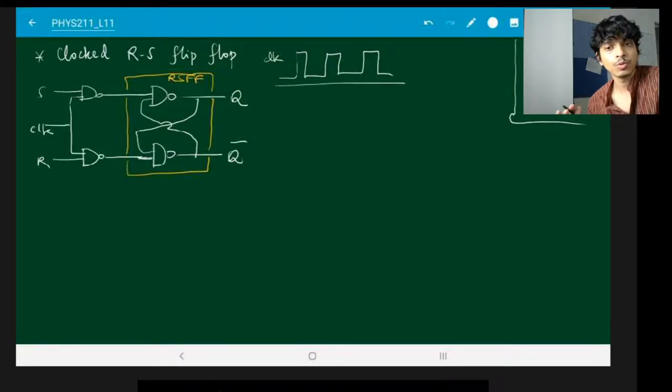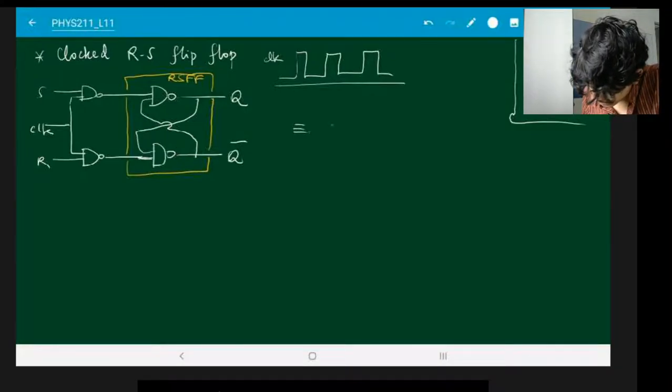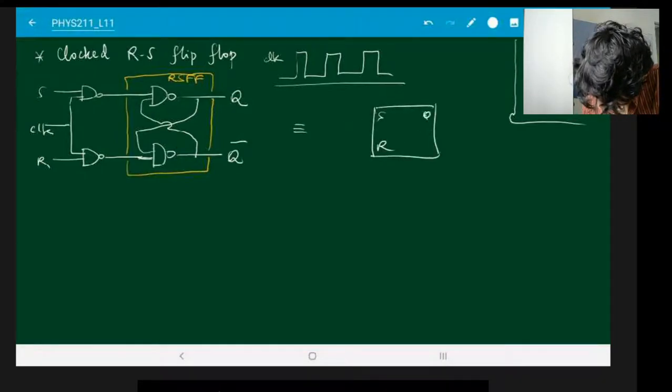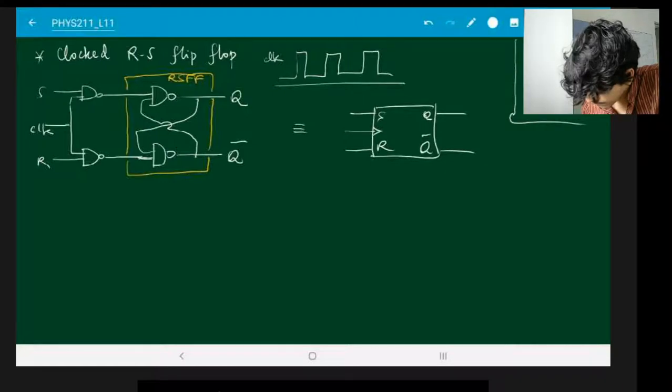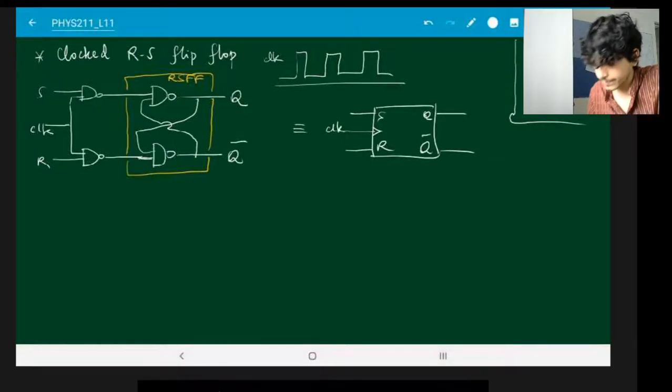But still, you only want to change the state of your flip-flop at certain times. Only when you want it to increase or decrease, you want the state to change. You don't want it to change based only on R and S. So that is where this clock input also comes into play. You can denote this in one way. So this is your RS flip-flop, the usual one, and then you put one more thing over here. This is your clock. So this is the symbol for the clocked RS flip-flop.